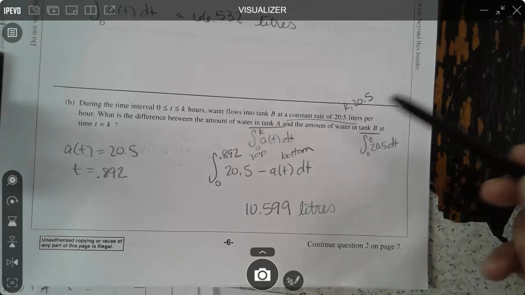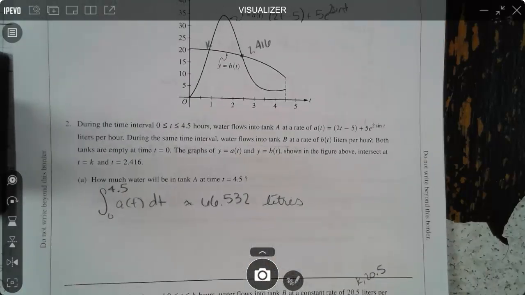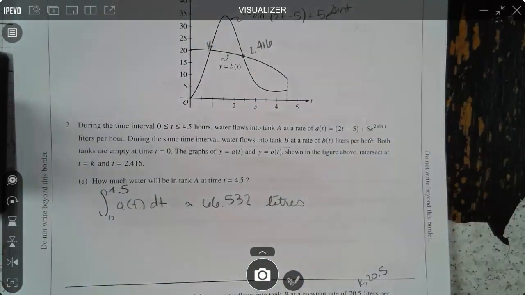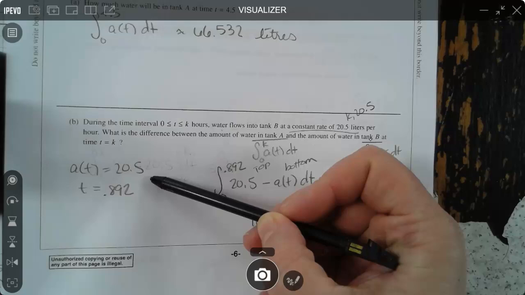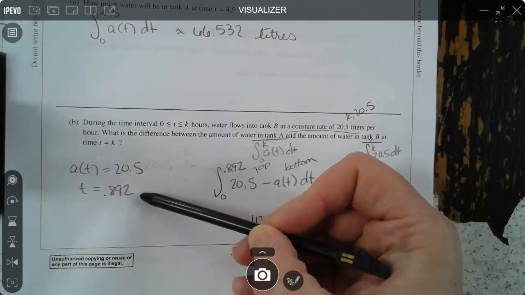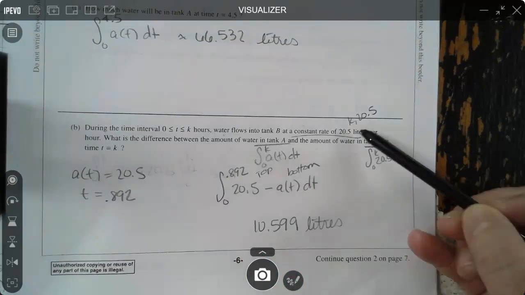Okay, so look, this one, it says from 0 to K. So look up at your graph. From 0 to K, K is my intersection point. That was defined earlier, okay? So if K is the intersection point, you plug it in your calculator. Where is A 20.5? Because that's going to tell me the T value there, which is going to give me my bounds.